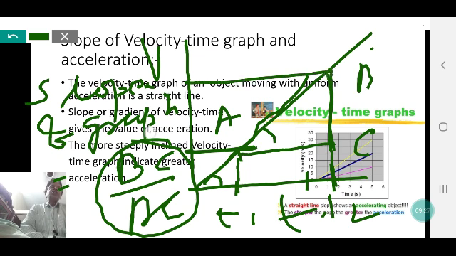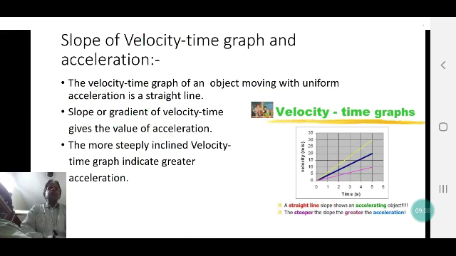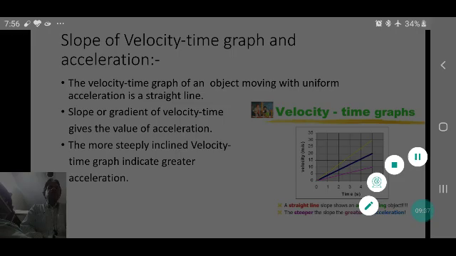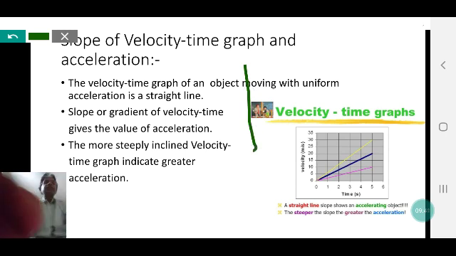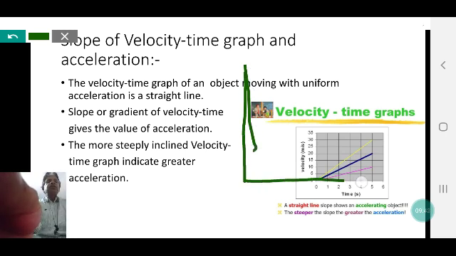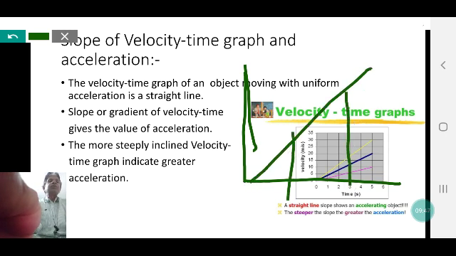If the velocity is u here and becomes v, then what is the change in velocity? v minus u is the change of velocity, and we divide the change of velocity by time. Suppose this is u and this is v. Then what is the value of BC by AC in this graph?